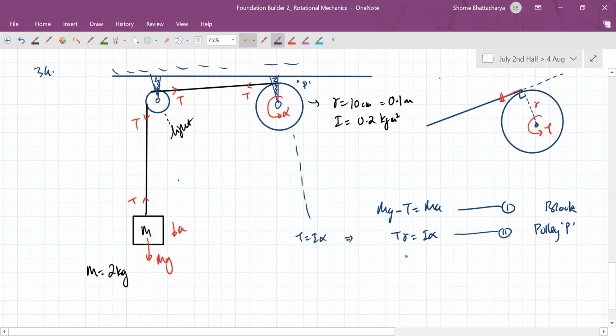And a is equal to R alpha, because here the thread is coming out with an acceleration a, which will be related to this angular acceleration alpha of this. And that linear acceleration of the thread is the same everywhere. That is the acceleration of the block. That is the constraint relation. Constraint for no slipping.